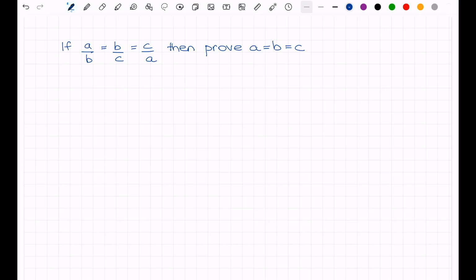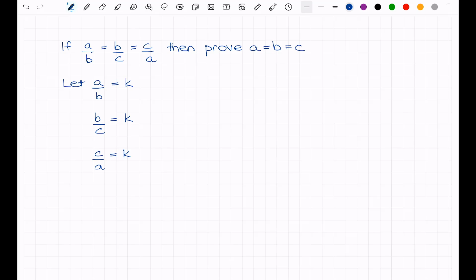So to get started, I'm going to let each of these fractions be equal to some constant. So we'll say let a over b be equal to some constant k, and I don't know what k is, but I know it's some number. But b over c will also be equal to the same constant since those fractions are equal. And finally, c over a will be equal to that same constant.